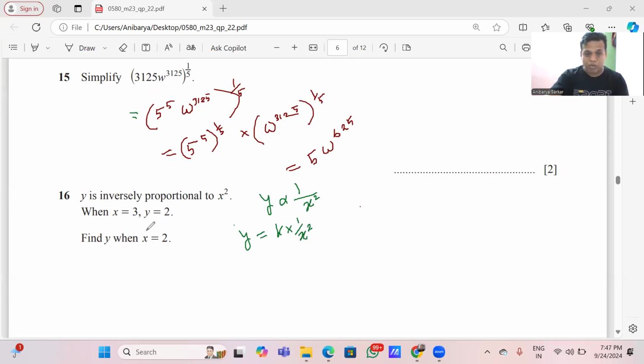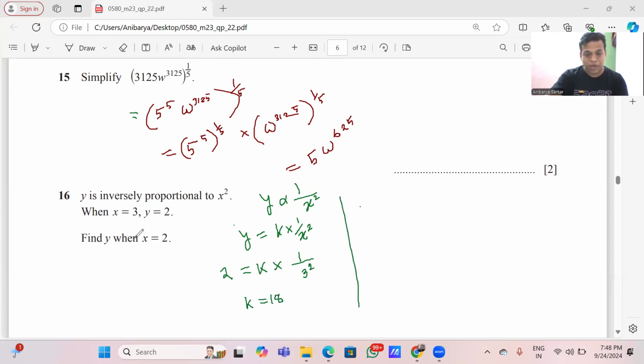Okay. Now the value of x is 3 and the value of y is 2, given. So the value of y is 2 and the value of x, that is into 1 by 3 square. 3 square means 9. 9 into 2, 18. So the value of k is equal to 18. Hope you get it.